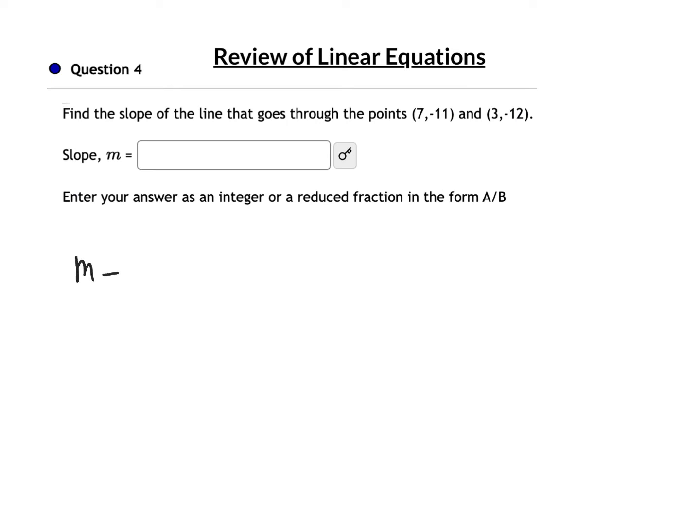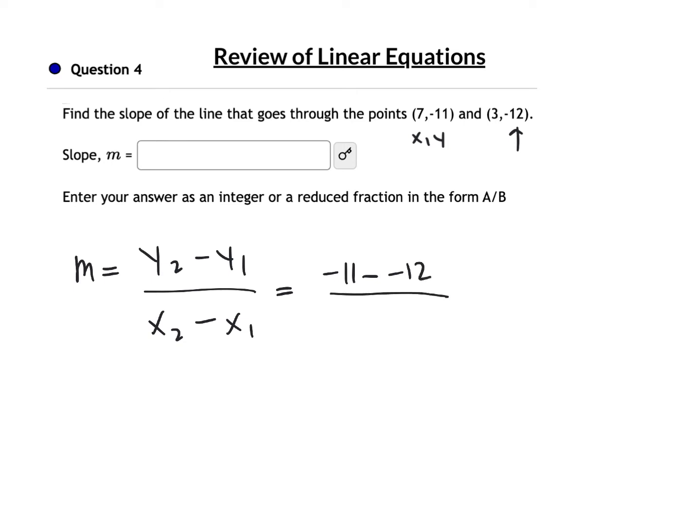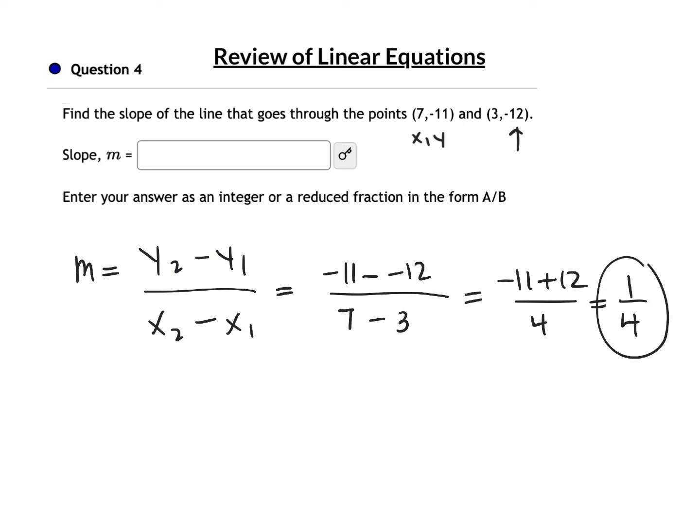Question 4, find the slope. We'll use the slope formula. We'll subtract the y's up top and the x's below. So we're going to subtract negative 11. Now notice the subtraction is completely separate from the sign on the number. Negative 11 minus negative 12 over, go back to the same point, that's the 7, 7 minus 3. This is negative 11 plus 12 over 4, which is 1 over 4. The slope is 1/4.